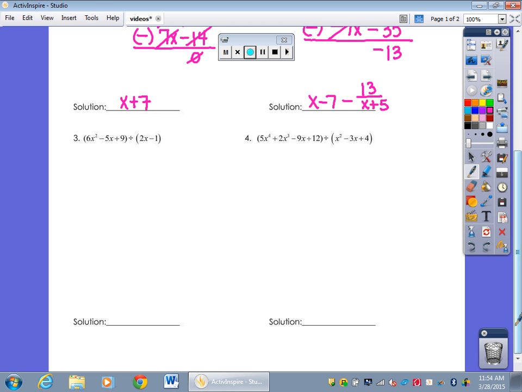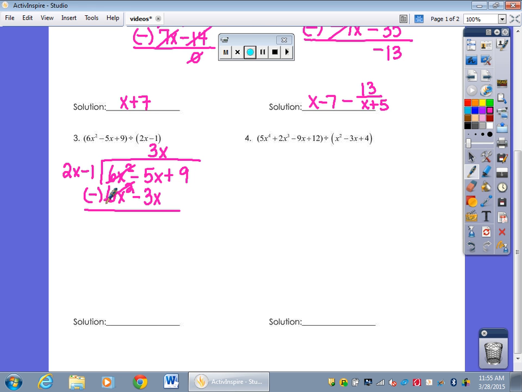Okay, the next one, 2x minus 1 on the outside, 6x squared minus 5x plus 9 on the inside. So we ask ourselves, 2x times what gives me 6x squared? And that would be 3 and an x. Okay, so then we distribute. 3x times 2x is 6x squared, and 3x times negative 1 is negative 3x. And we subtract. These are going to cancel.